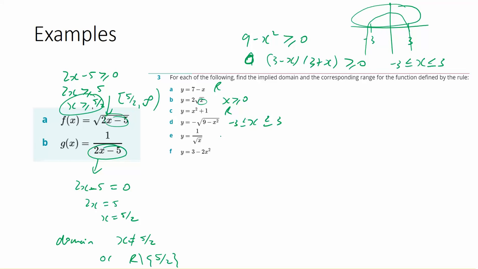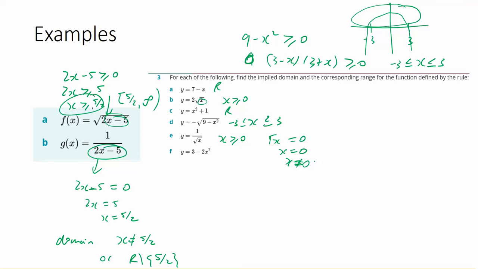This one, the root x. Well, first of all, we have a square root, so x has to be greater than or equal to 0. Plus also, because it's at the bottom, x cannot equal 0. We need to find when root x is equal to 0, so x equals 0 in this case. So we don't want x to be equal to 0, okay?